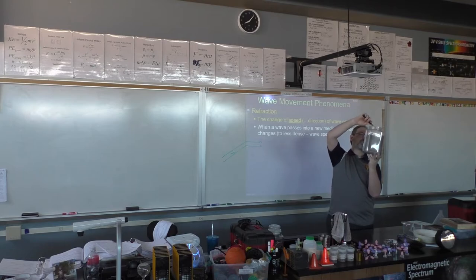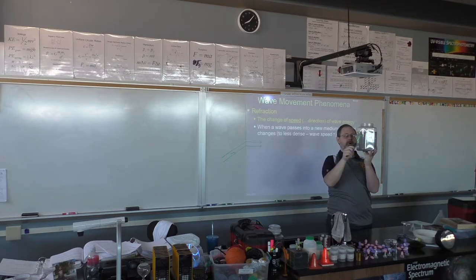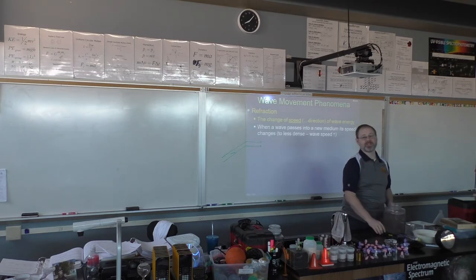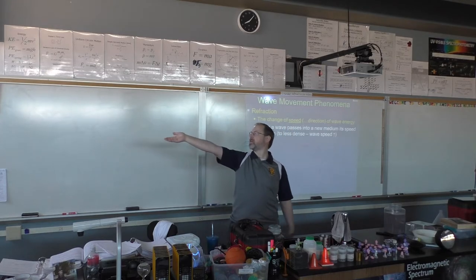Now the same thing happens when you go from air to water, but it's a little less pronounced. It's a little bit harder to see. It's a lot easier when you go from water to air like that. Look at that. Okay. So the difference in medium causes the light to change speed, which causes the light to bend a little bit. Just like in our prism.